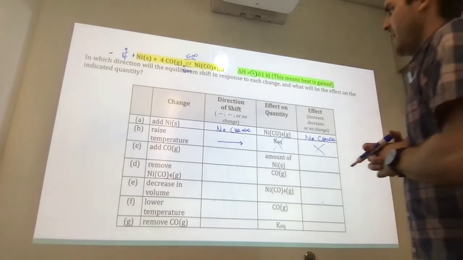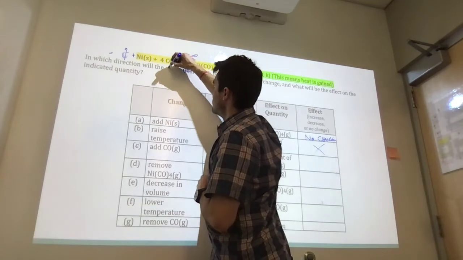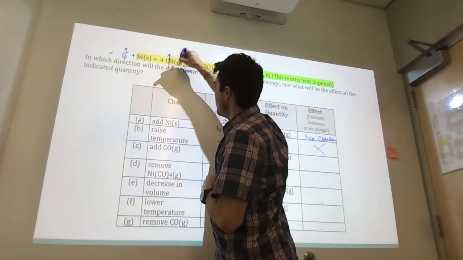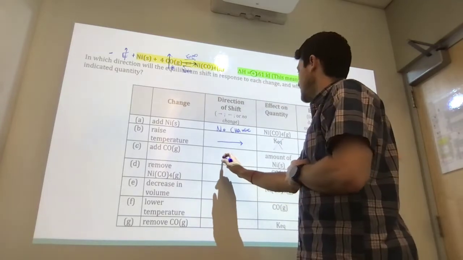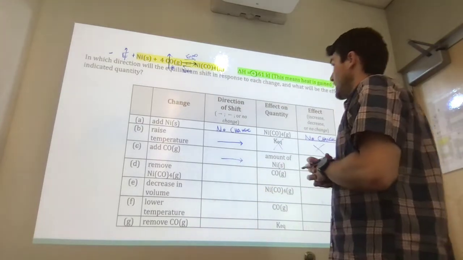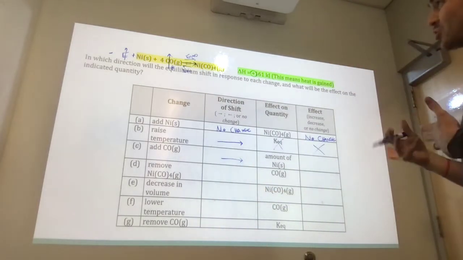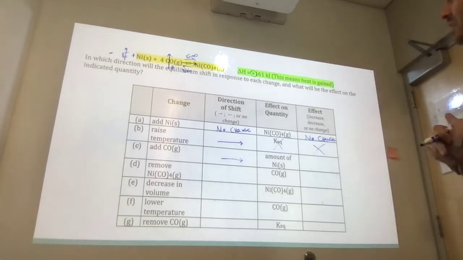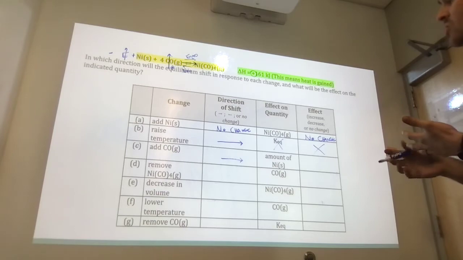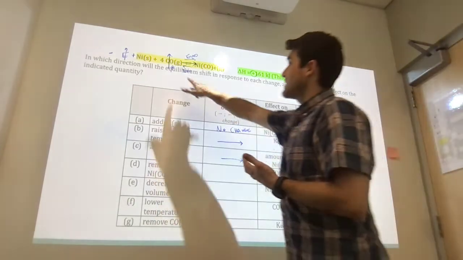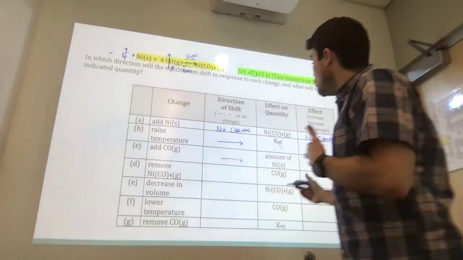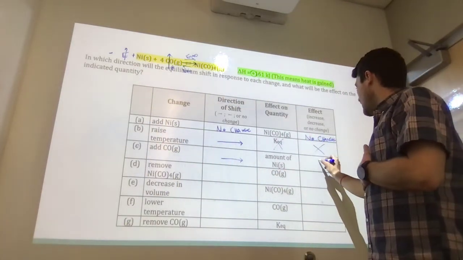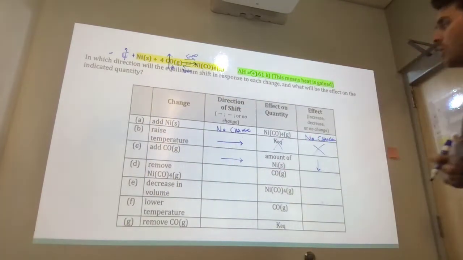All right, what if I add carbon monoxide? System says, oh yeah, give me more carbon monoxide. I'm going to use it and shift to the right. Well, carbon monoxide can't create this nickel carbonyl, whatever this thing is, without the nickel. So increased carbon monoxide drives the reaction to the right. It's going to consume some nickel on its way to making more product.